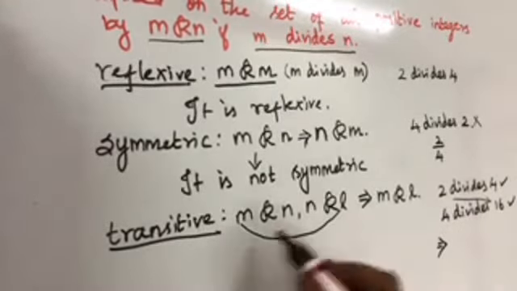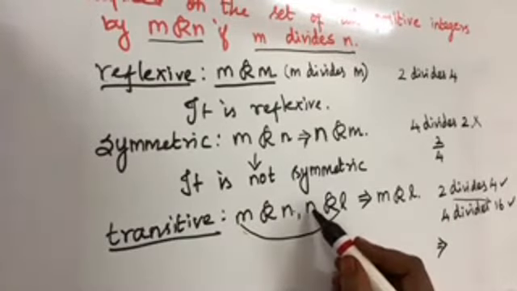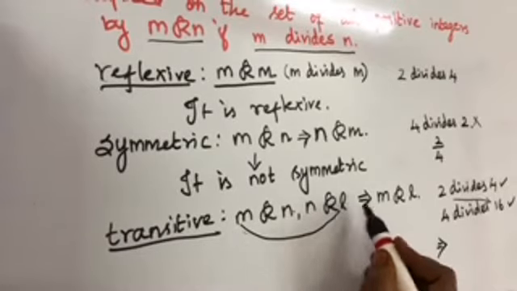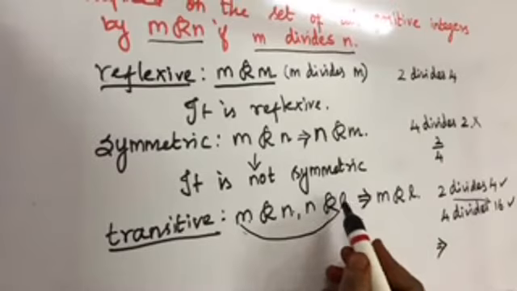Right? So if m is related to n, if m divides n and if n divides L, then obviously m divides L. Okay, 2 definitely divides 16.